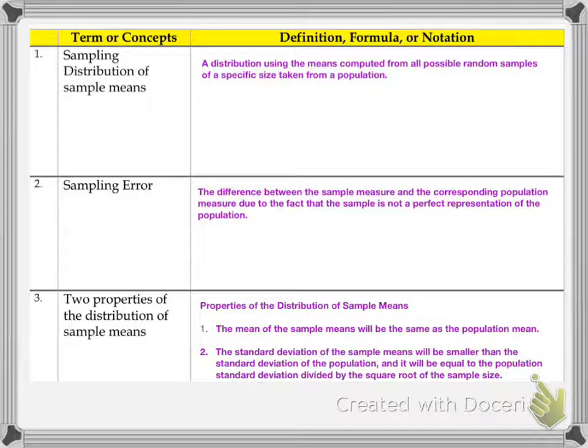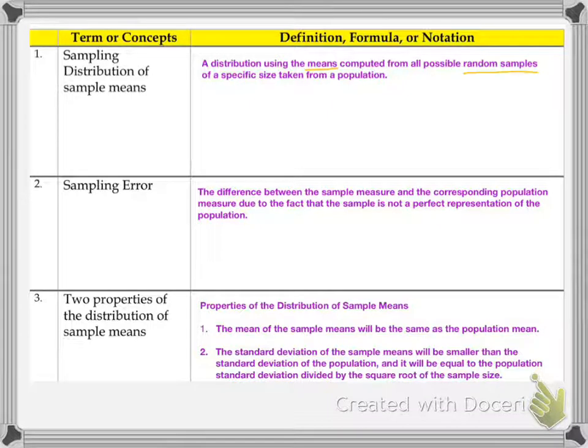A distribution using the means computed from all possible random samples of a specific size taken from a population. So now we're talking in terms of our samples, right? Because in the last section, when we did the applications, we were given the population mean and population standard deviation. But the reality of it is, for the most part, you'll be dealing with samples of data and not the actual population data. Okay, so sampling distribution of sample means.